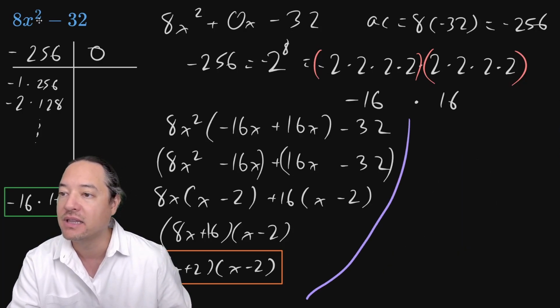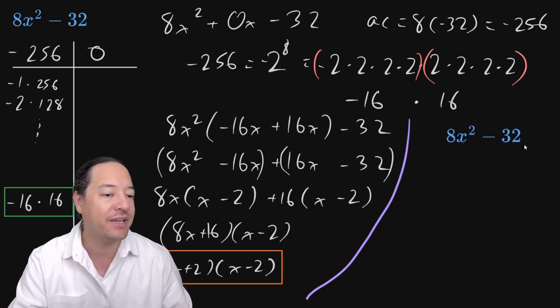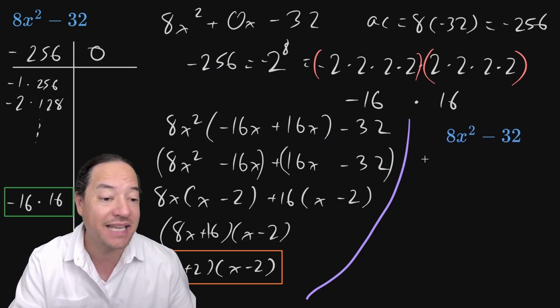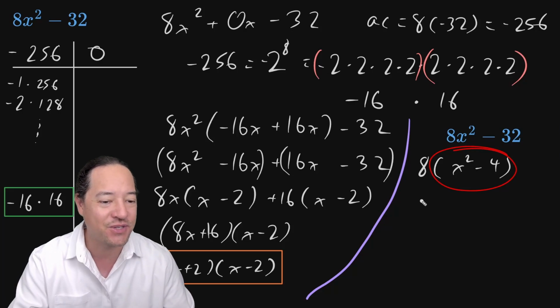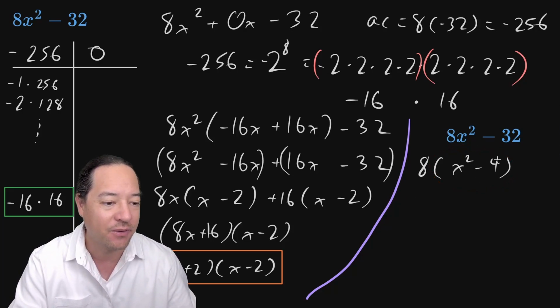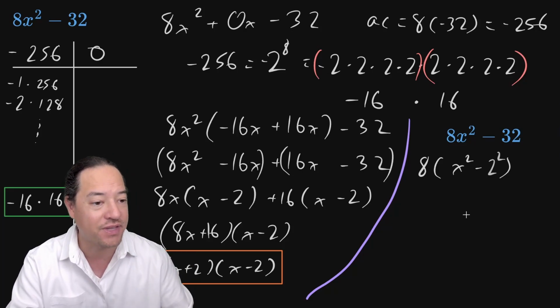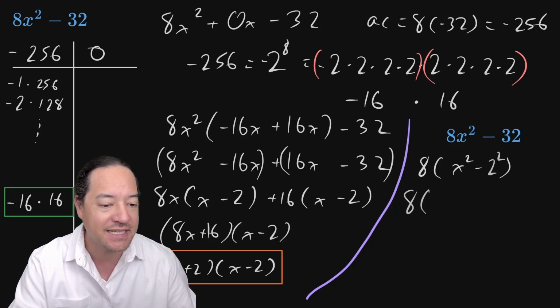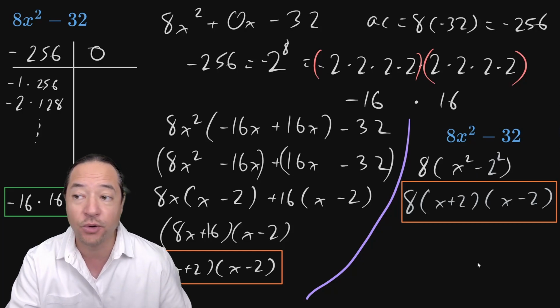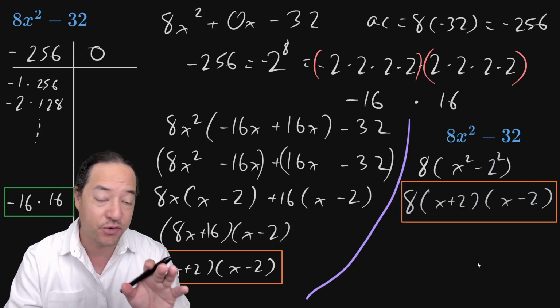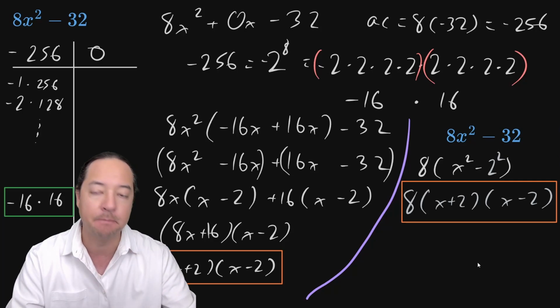So let's take a copy of this, and notice I could have factored out an 8 right away. And if I did that, I would have gotten 8 times x squared minus 4. Now this is the difference of two squares. So I could have said this is equal to, let me write this, instead of a 4, I'll write this as a 2 squared. Now we get 8 times x plus 2 times x minus 2. And that's sort of a faster way that we could have done this to avoid this more complicated AC method. So if you recognize that from the beginning, good job.